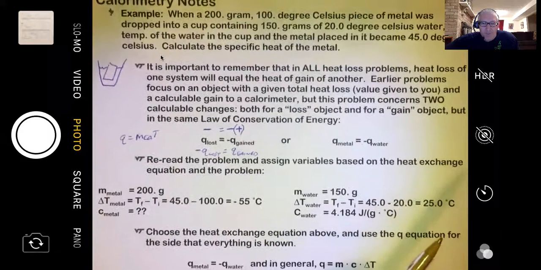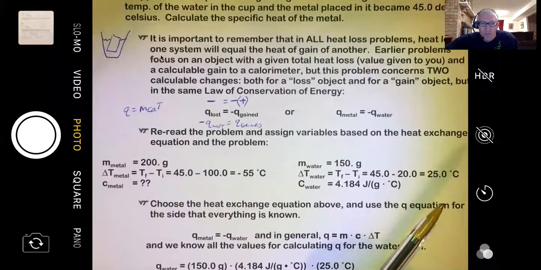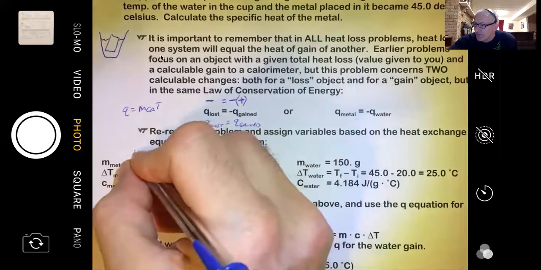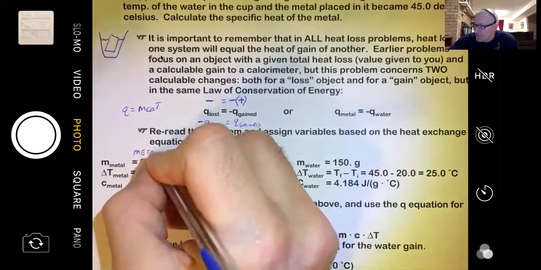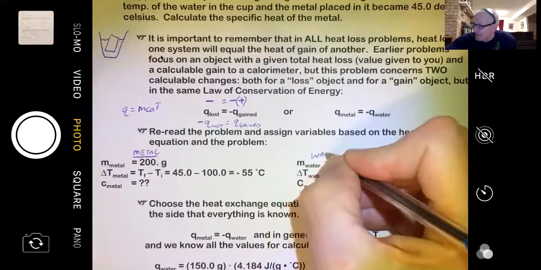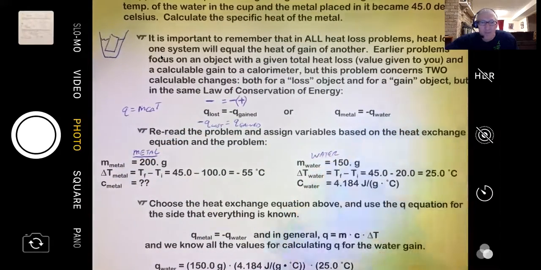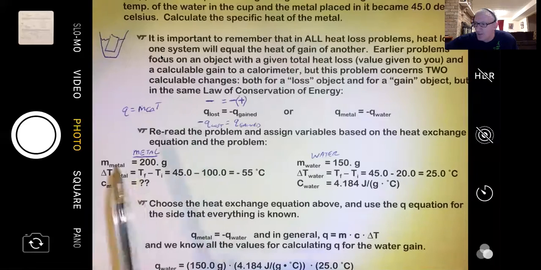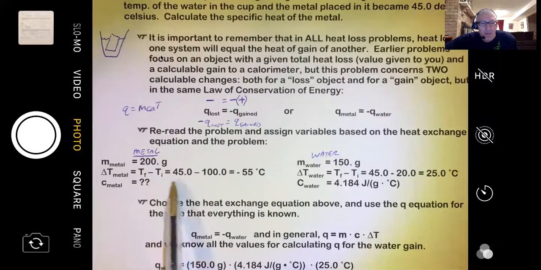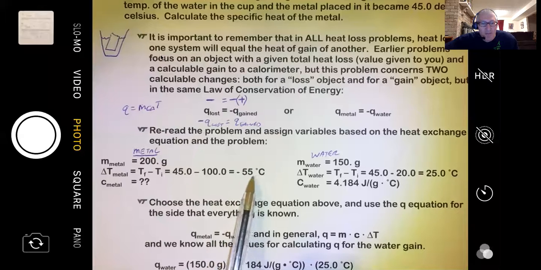All right, so here we go. We look at the problem and think carefully about what we know. If you think about it as two sides, there's a metal side and a water side, it's going to help you keep this stuff straight in your head. So what do I know? I know the mass of the metal is 200 grams. I know that the metal dropped by 55 degrees Celsius.